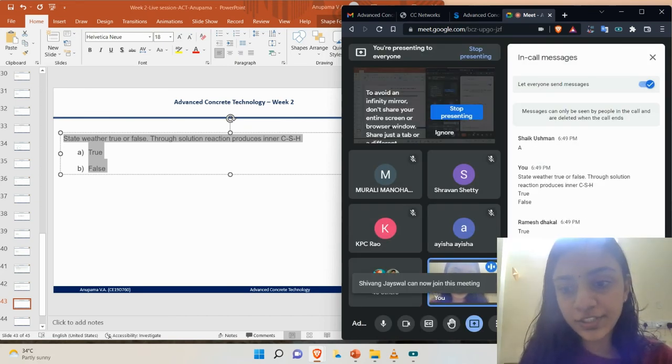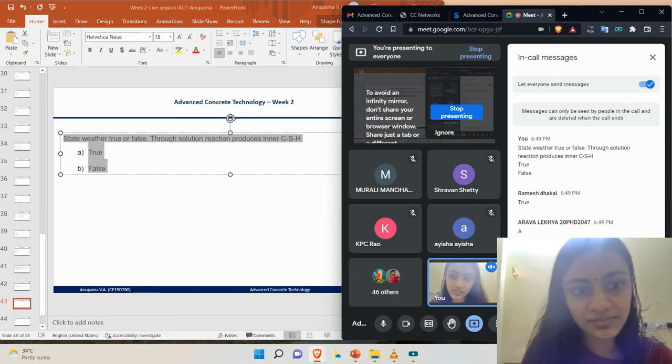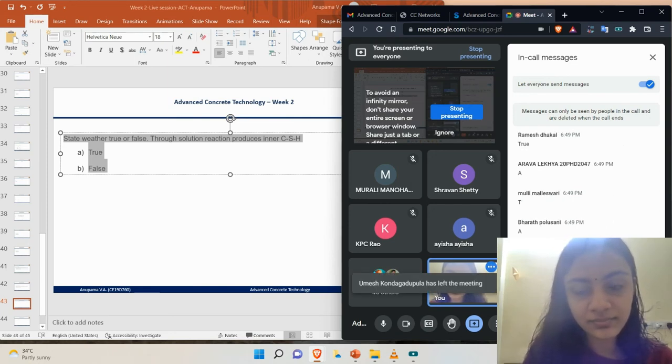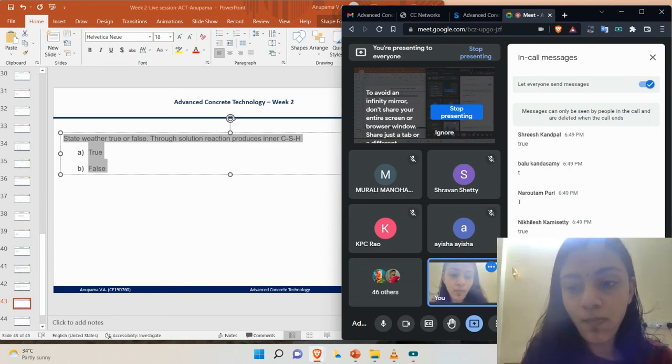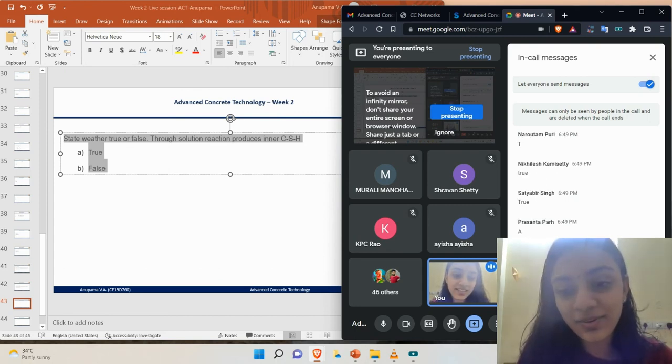So, true solution reaction produces inner CSH. Okay, I'm getting all the answers as true. Anyone wants to contradict? This is a part of cement hydration. There are two types of reactions happening. One is through solution reaction, the other one is in situ reaction. Yeah, sorry, it's false. Okay.